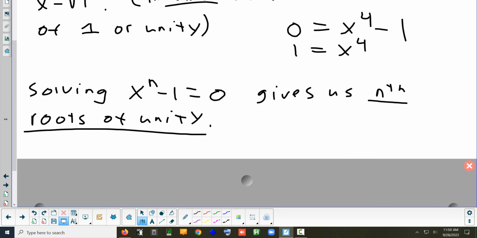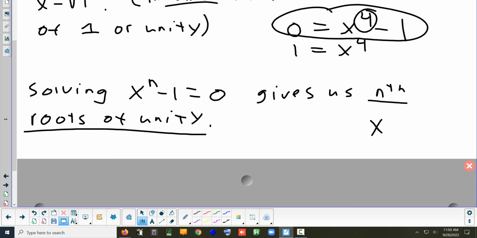So if you set up an equation like this, I did a specific one with a 4th power, but this exponent can be anything. In the last problem, it was a 3. If you solve an equation that looks like this, essentially you're solving for the nth roots of the number 1, because you would add the 1 to the other side and take the nth root on both sides.